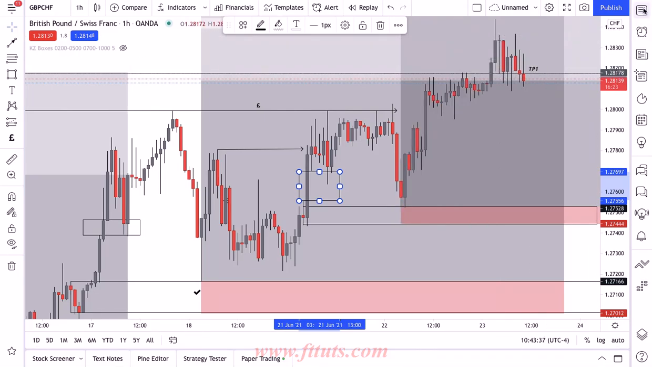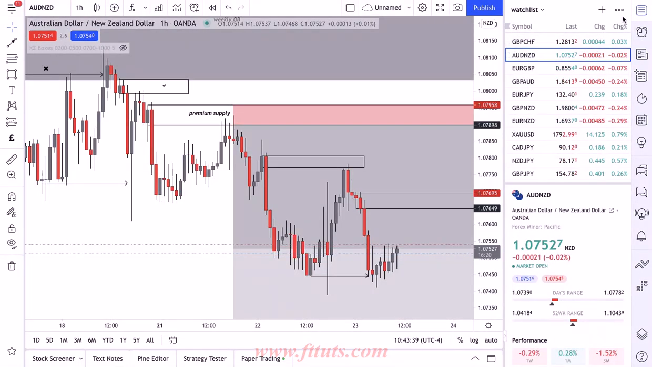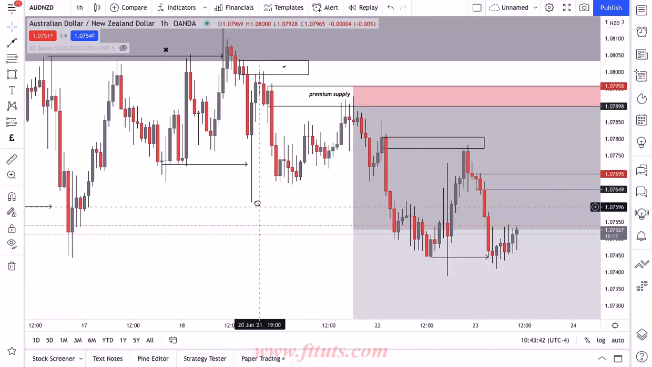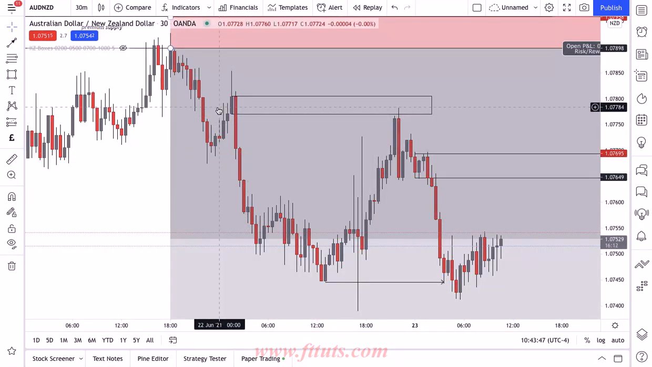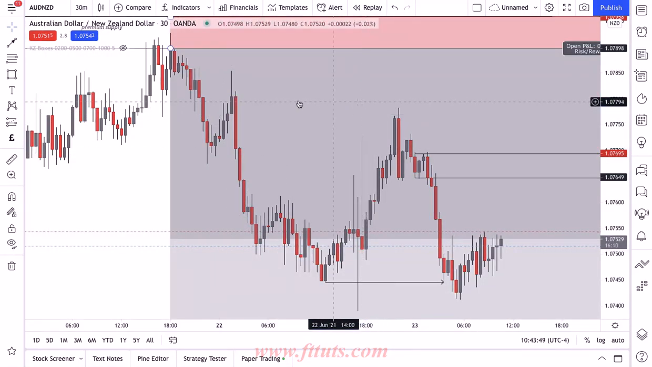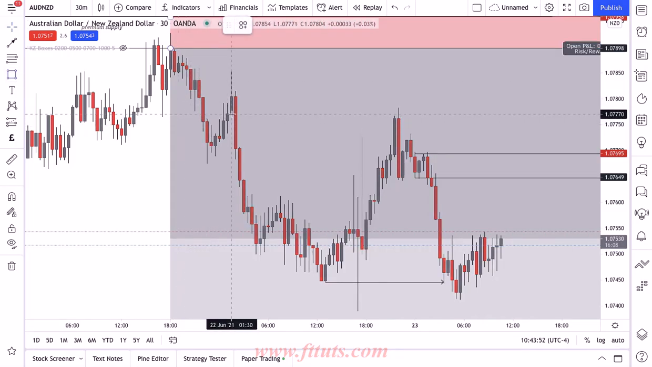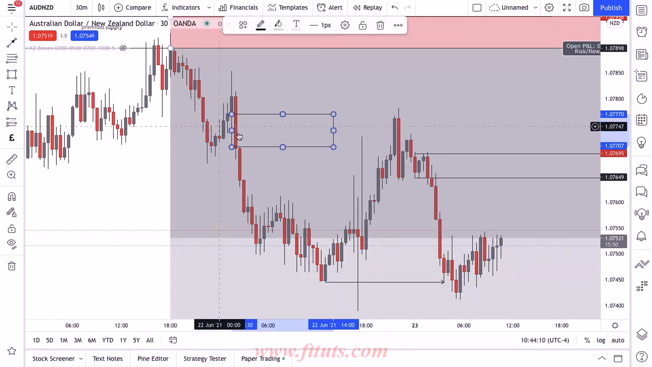And let me go show you guys further examples. AUD, NZD, right? Perfect examples. Right over here. Head over to that 30-minute. What do we notice? Let me remove this order block for now. This candle and this wick, imbalance, right? The open of this candle and the wick of that candle don't meet, right? So what does that create? Imbalance.